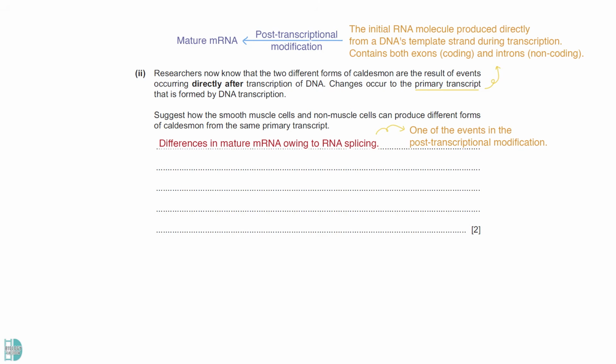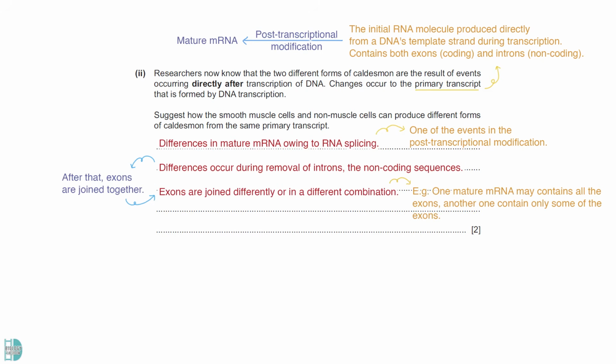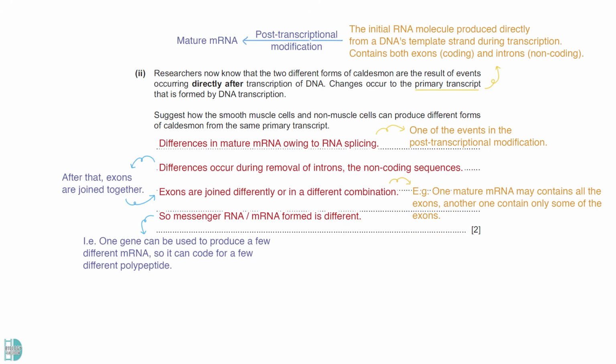One of the processes is called RNA splicing. Introns are removed, exons are joined together. The exons can be joined in different sequences or combinations, forming mature mRNA with different nucleotide sequences. This means that a gene can be used to produce polypeptides with different primary structures. This is known as alternative splicing. You can also use this name in the first point.